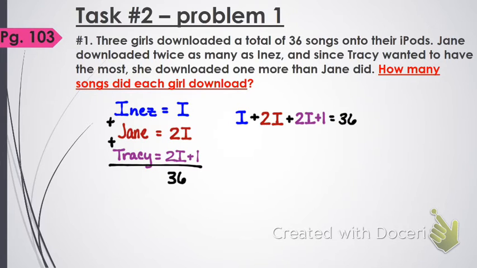I get 36. How many I's do we have? How many? Here's 2. Here's another 2, so that's how many? That's 4. Any others? 1 more. So we have 5 i's. 5i plus 1 equals 36. What would I do with it here? Subtract the 1 from both sides, and that would give me 35, right?